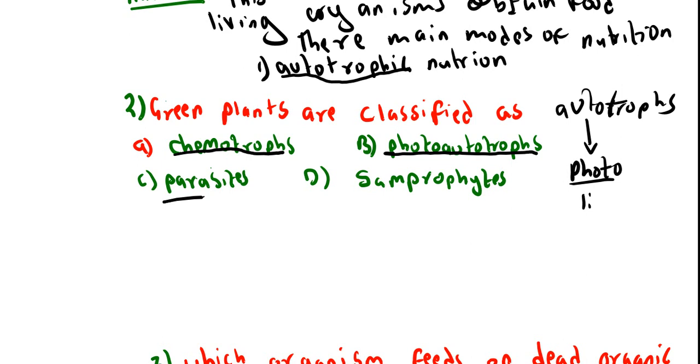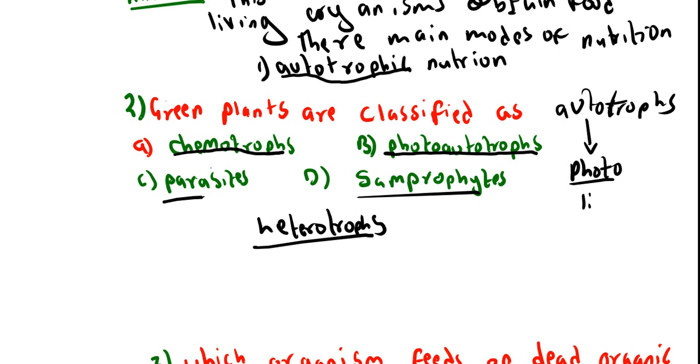Then parasites and saprophytes are basically heterotrophs, because they do not make their own food, rather they obtain food that is already present in other bodies. Examples are parasitic nutrition and saprophytic nutrition, which can be carried out by a rhizopus.